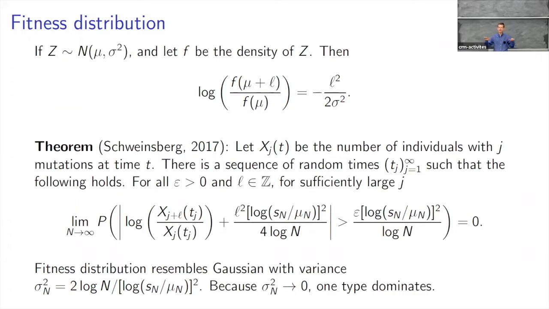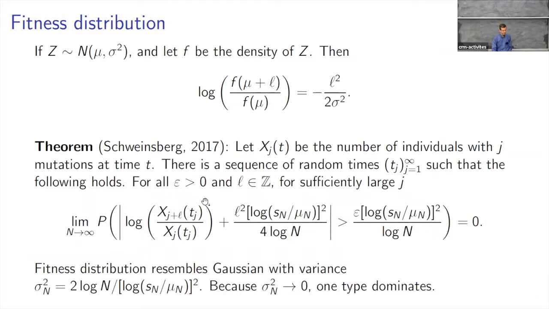And so to see something like a Gaussian shape in this model, let's let x_j of t be the number of individuals with exactly j mutations at time t. Then we're going to examine the population at a certain sequence of random times t_j. We think of these times t_j as representing the time when the number of individuals with j mutations is at its maximum. So this result says that if we fix a positive number epsilon and an integer L, then as n tends to infinity, we have this limit result here.